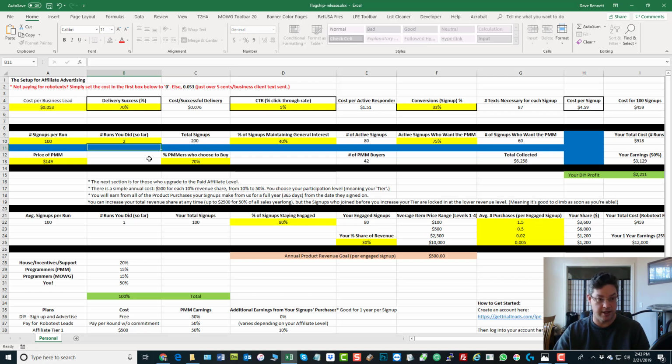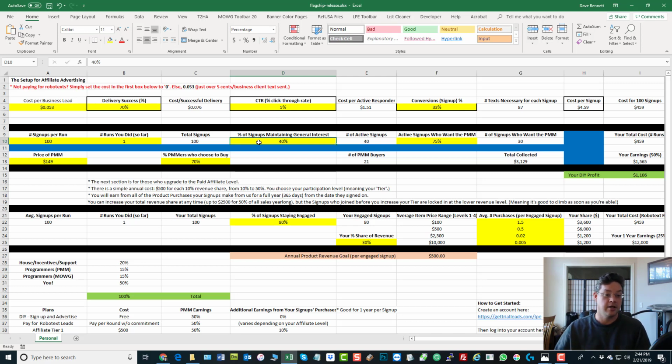Like if you did two runs, right? That would be 200 total signups is what we're assuming, right? So let's just start with one run. One motion. Let's say the percent of signups that maintain general interest is whatever you want. It's a yellow box. Change it. However you sent that ad and however you worded it is going to have some kind of real reaction for whether people are quite interested, barely interested, or if you overpromised and then they wound up there and they feel let down, then it would be a lower number.